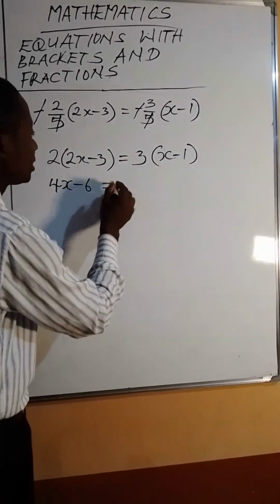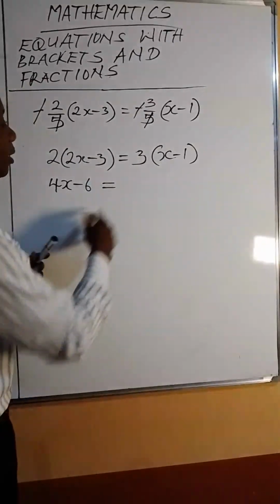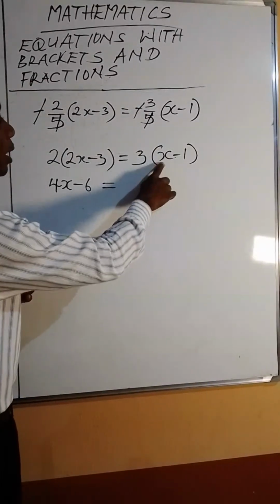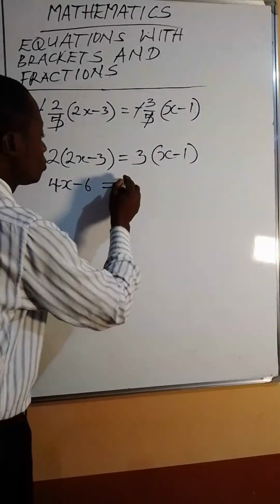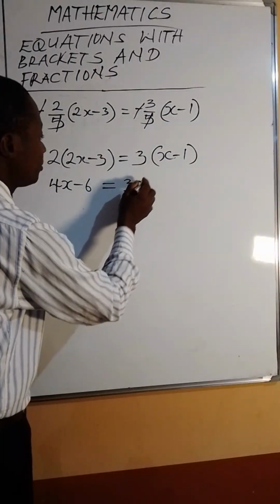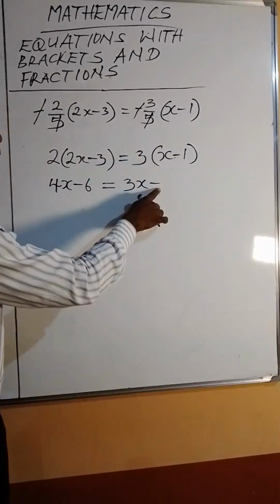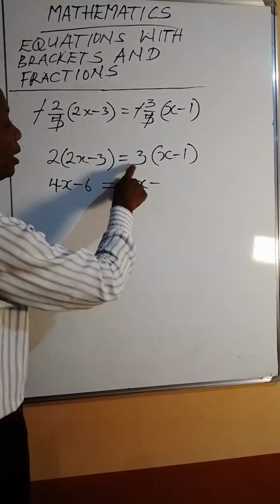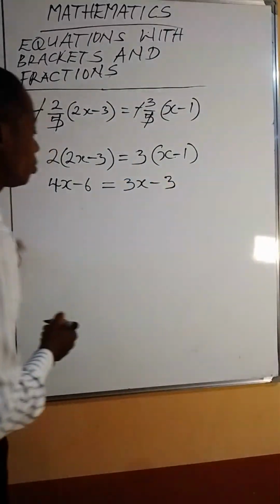Then we go to the next side here, which is the right-hand side. 3 times x. This is 1x. So 3 times 1 is 3. So that is 3x. So we are going to put 3x here. Then this is minus. Nothing will change the minus right now. Then 3 times 1 is 3. So this is what we have now.